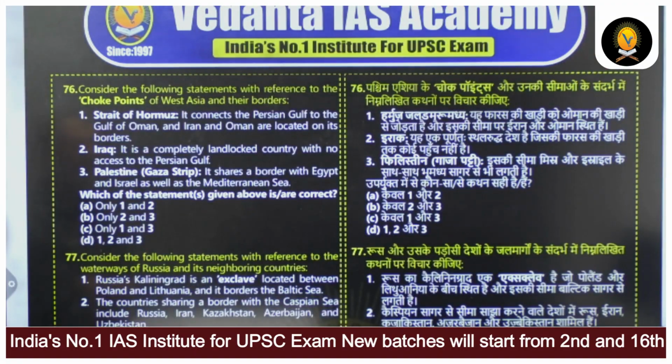Consider the following statements with reference to the choke points of West Asia and their borders. The Strait of Hormuz connects the Persian Gulf to the Gulf of Oman, and Iran and Oman are located on its border. Iraq is a completely landlocked country with no access to the Persian Gulf. The Gaza Strip in Palestine shares a border with Egypt and Israel as well as the Mediterranean Sea, correct. 76, 1 and 3 are correct. Iraq being completely landlocked with no access to the Persian Gulf is not correct.